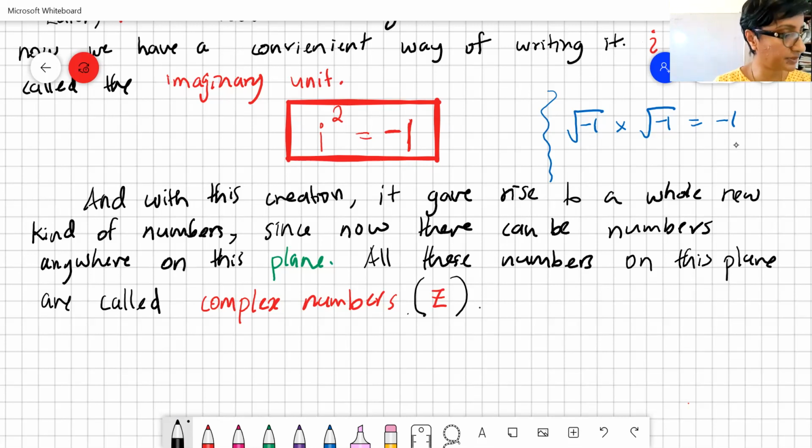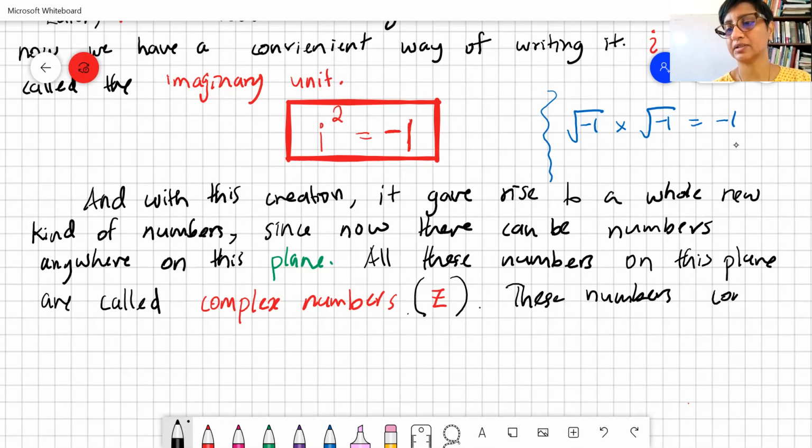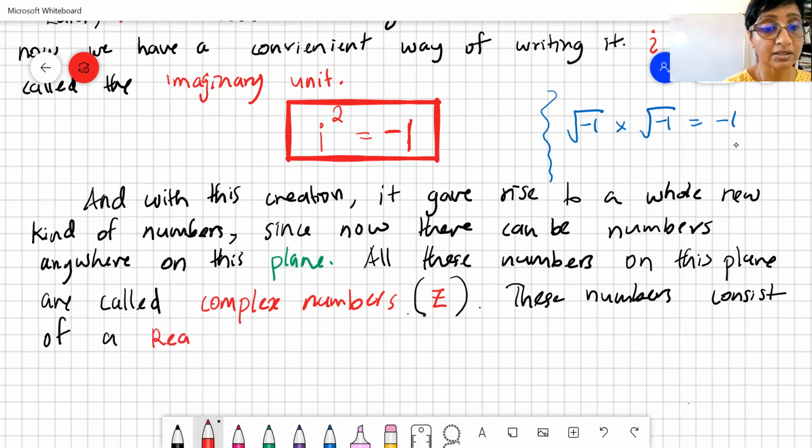So these numbers consist of a real part. I'll come to that separately later. I'm just putting it in the note here. Real part and imaginary part.